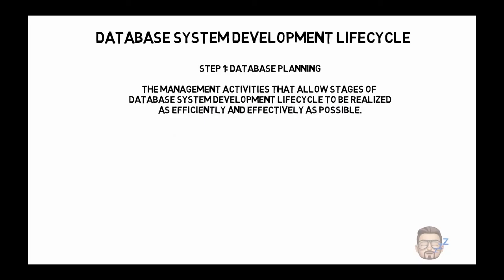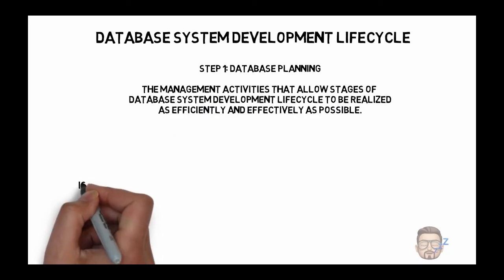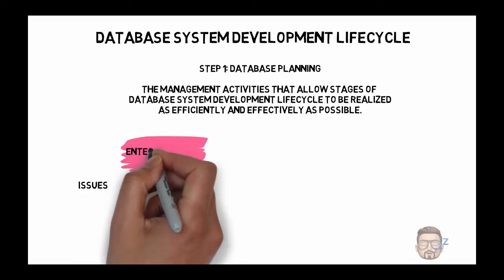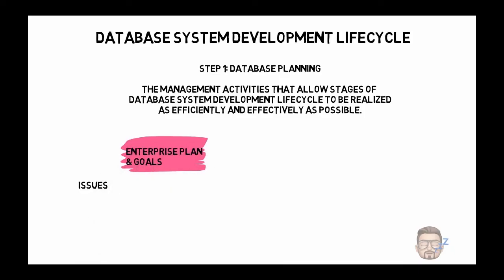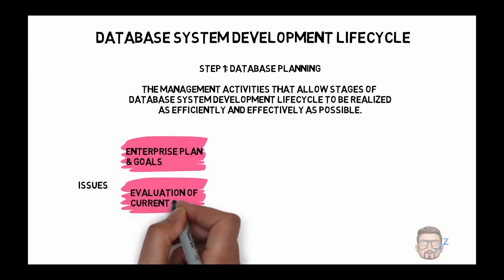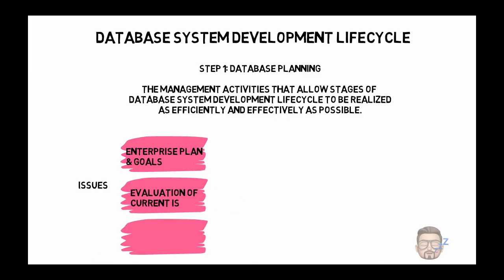The first one is identification of enterprise plans and goals with subsequent determination of information system needs. The second one, evaluation of current information system to determine existing strengths and weaknesses. The third one, appraisal of IT opportunities that might yield competitive advantage.